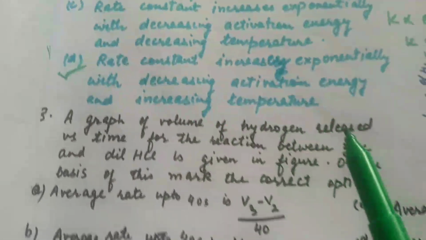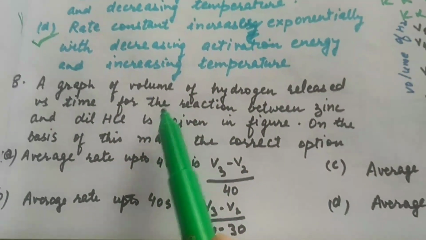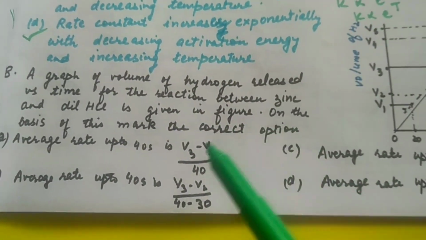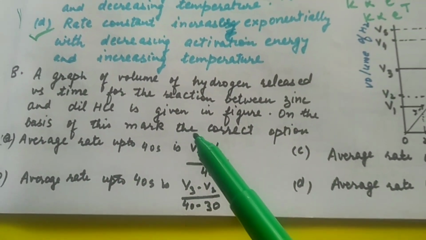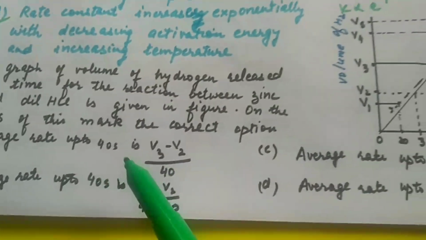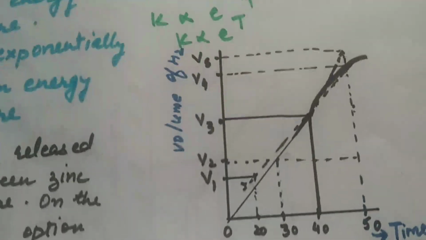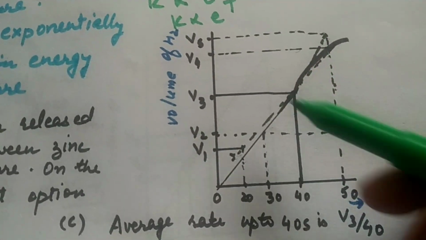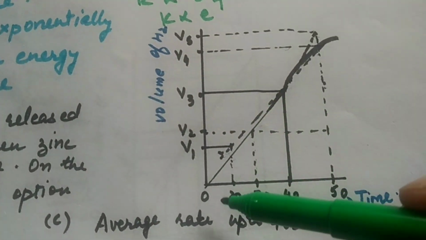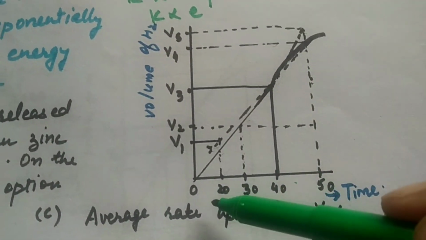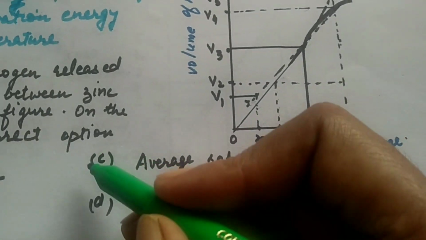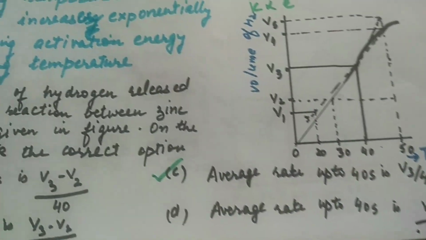A graph of volume of hydrogen released versus time for reaction between zinc and dilute HCl is given in the figure. On the basis of this, mark the correct option. Average rate up to 40 seconds will be total volume change over total time. So that will be V3 minus V0 upon 40 minus 0, that is V3 upon 40. So option C is the correct answer.